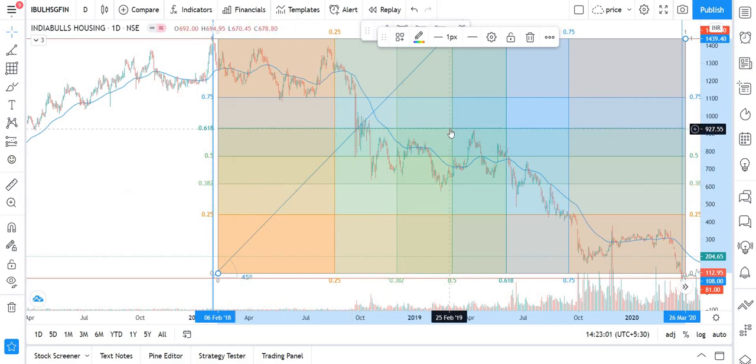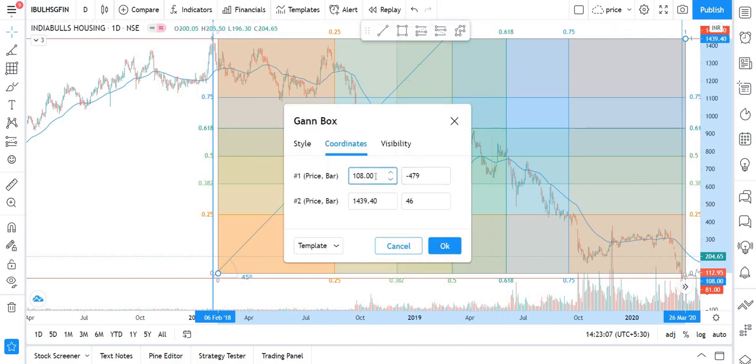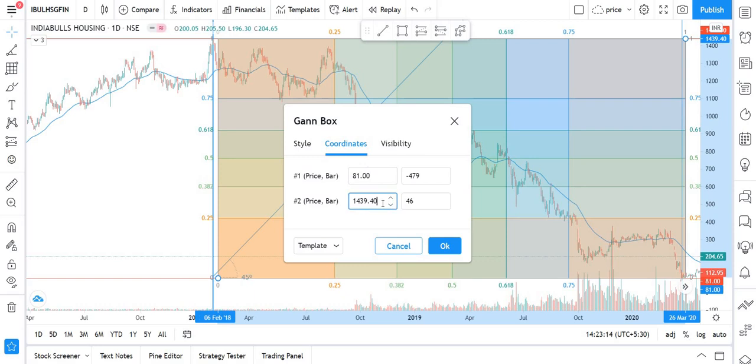Now let's change the coordinate of our Gann box. Let's go to the settings of the Gann box. It is saying 108, but our low was 81, so 81 and 1444.